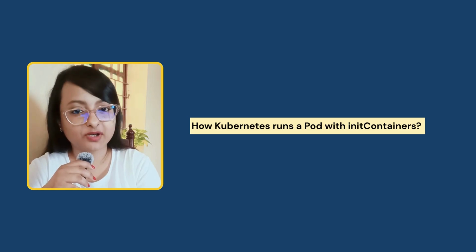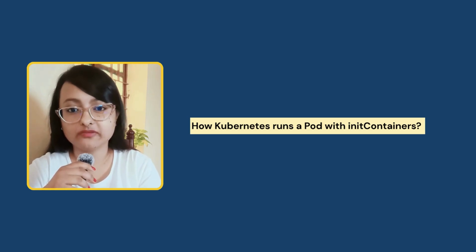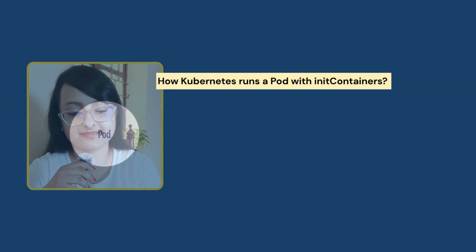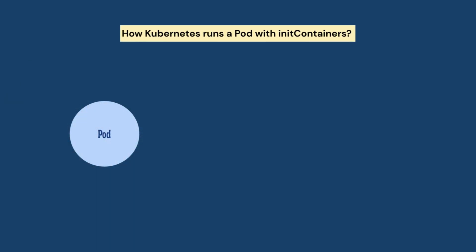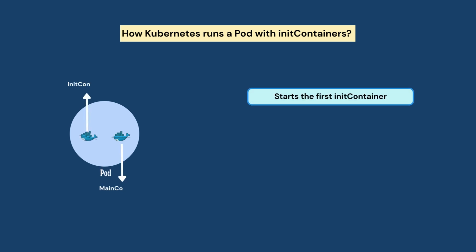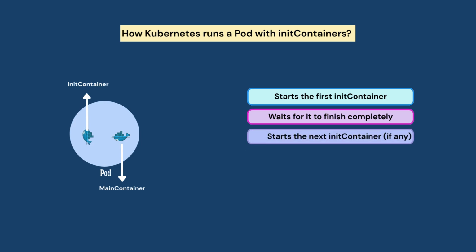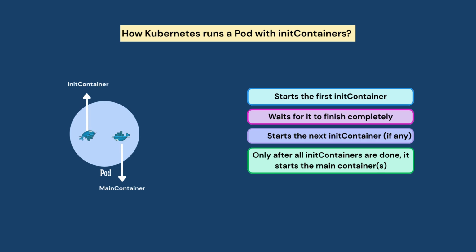Now let's talk about how Kubernetes runs a pod with init containers. Kubernetes runs init containers one by one. It starts the first one, waits until it's completely done, then moves to the next. Only after all the init containers finish, the main container starts. So they run one after another and never run at the same time.